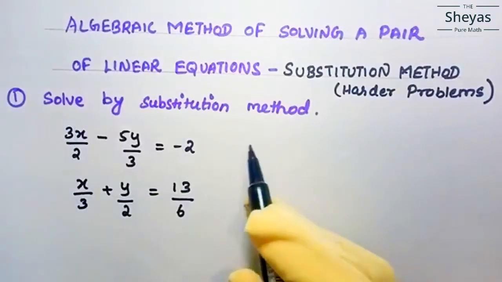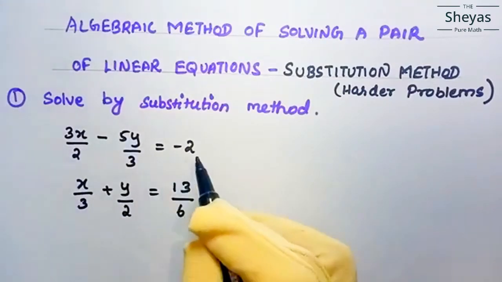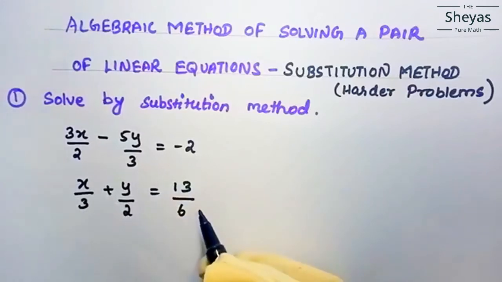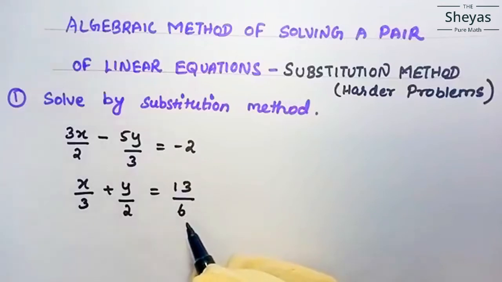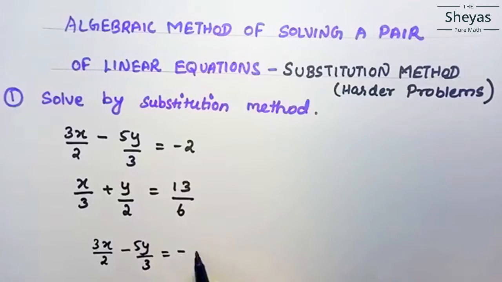Solve by substitution method. 3x by 2 minus 5y by 3 is equal to minus 2. X by 3 plus y by 2 is equal to 13 by 6. Now, just see how to solve these problems. So, what is the first equation? 3x by 2 minus 5y by 3 is equal to minus 2.